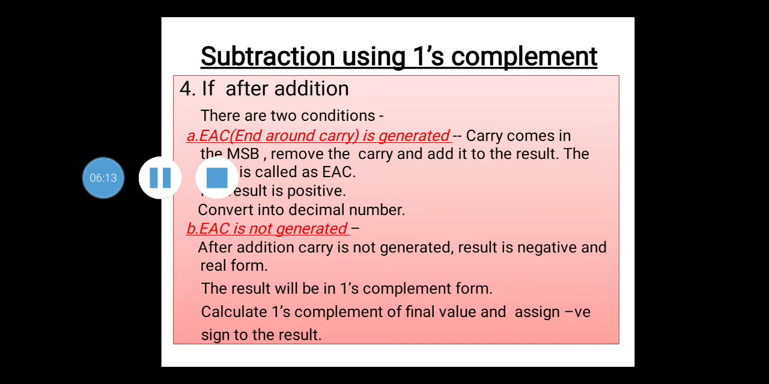But the second condition: after addition, if the end around carry is not generated, that means whatever result you are getting is not in the true form, that means it is negative. So the next step is to find the ones complement of the result, and that is the final answer. Convert it into a decimal number and add a negative sign to the result, because the result is negative.